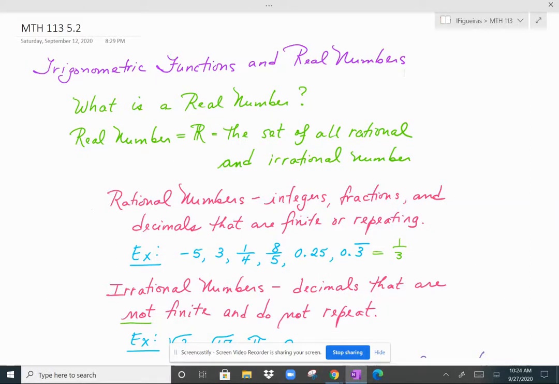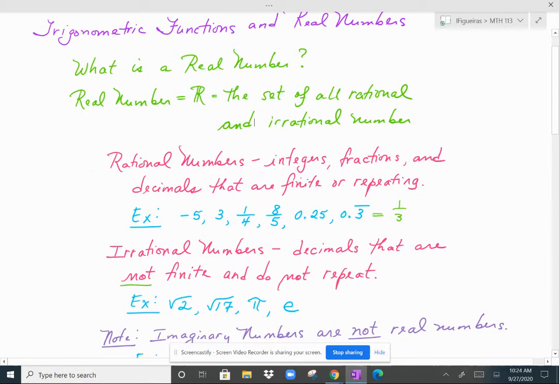Hi, this lesson is about trigonometric functions and real numbers. So, what is a real number? A real number is the set of all rational and irrational numbers. This is the notation for it. We use this kind of fancy looking R with the double line in front. So, what are rationals versus irrational numbers? Because the set of both is what our real numbers are.